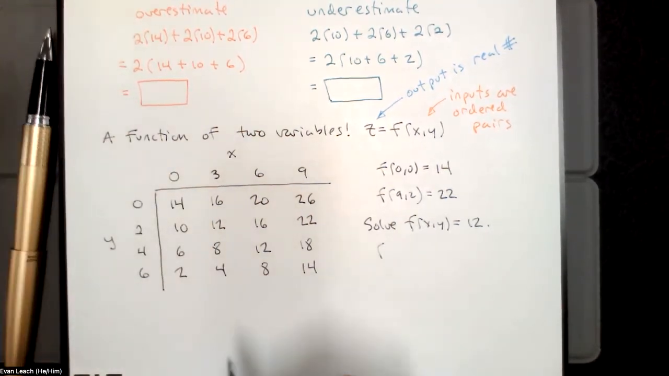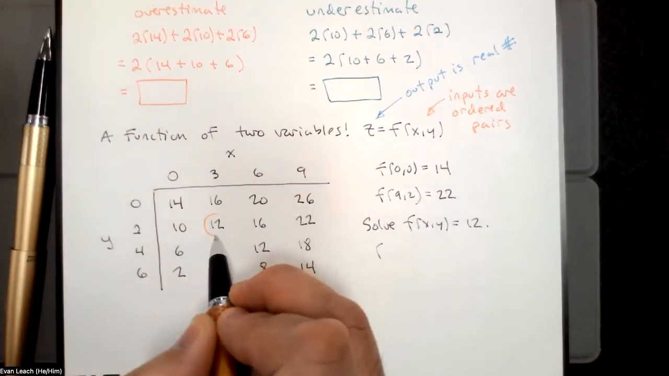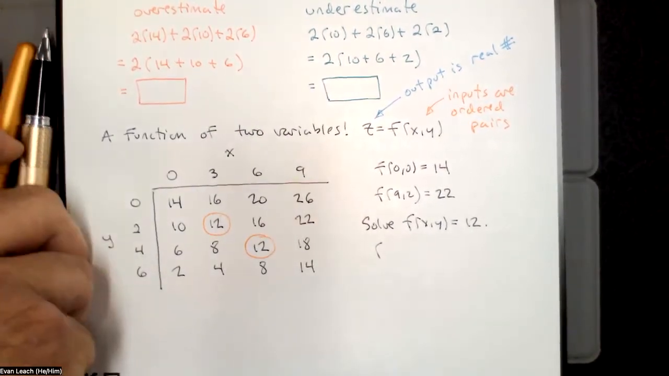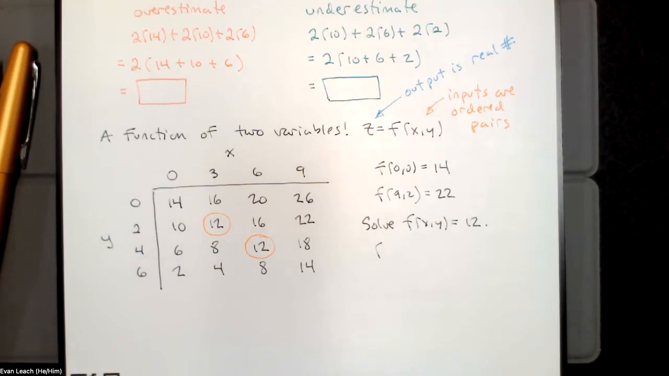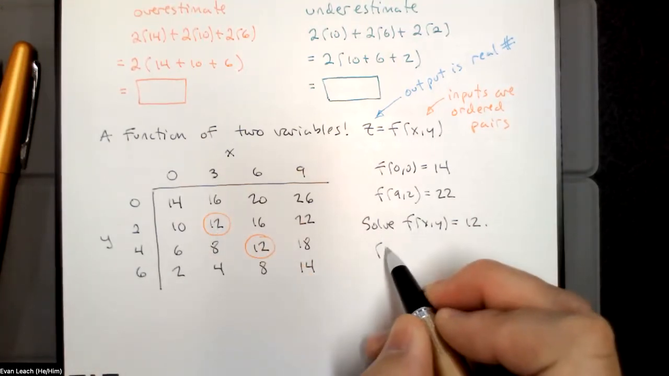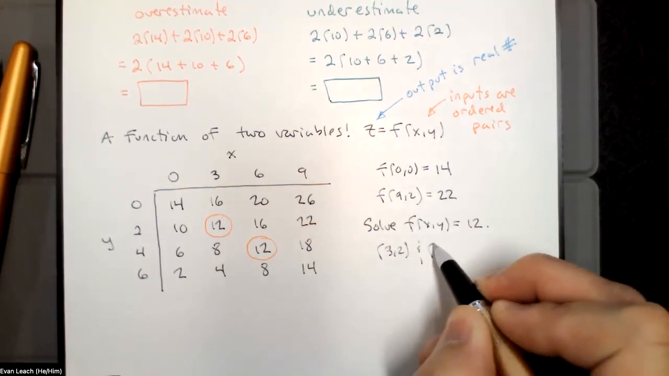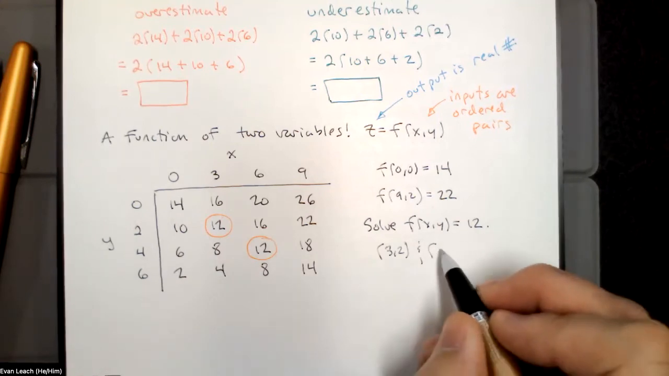Looks like we have one. There's a 12 here. There's a 12 here. Looks like we have two solutions that we can see. So it looks like one of the solutions is 3, 2. And the other solution is 6, 4.